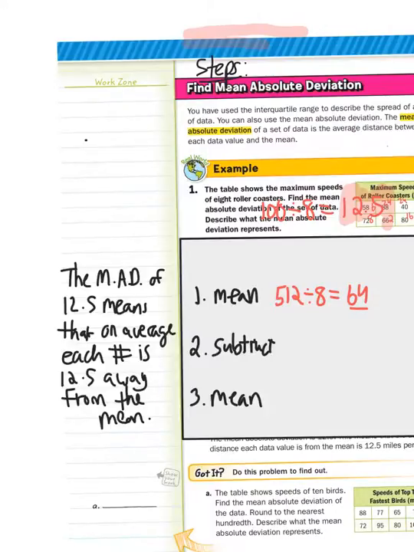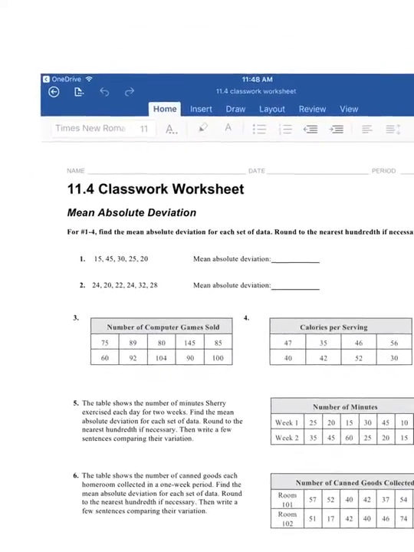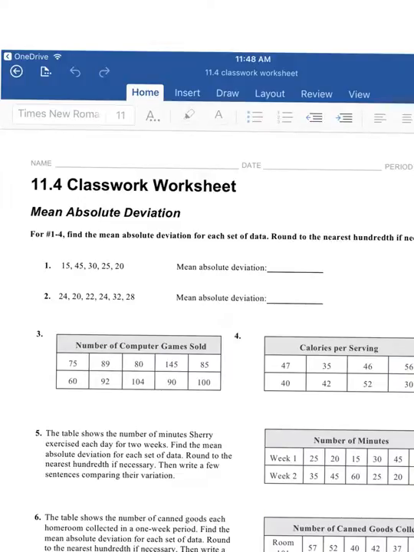So make sure if you are absent, you grab this worksheet out of the folder, 11.4 classroom worksheet. So we're going to start off with problem 1. So here's what I want you to do in problem 1. I want you to find the mean, subtract each number, and find the mean again. So make sure you get problem number 1 done. Pause the video, do it, and then restart. Go.